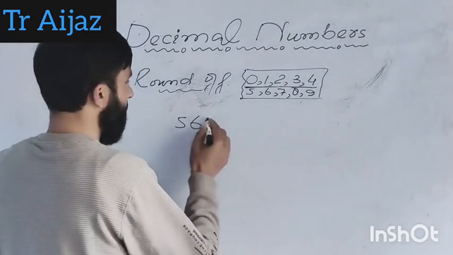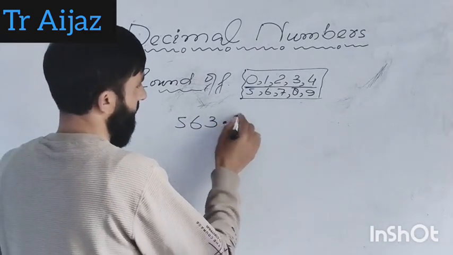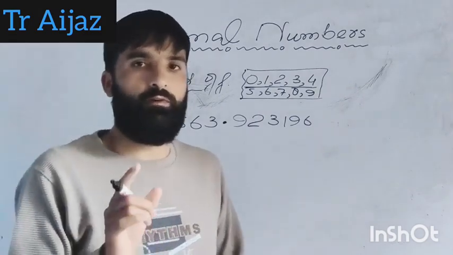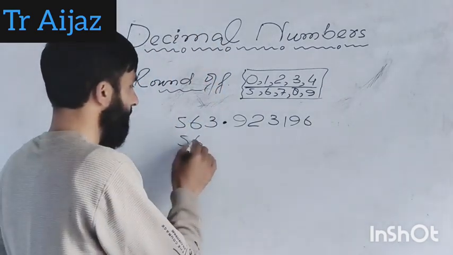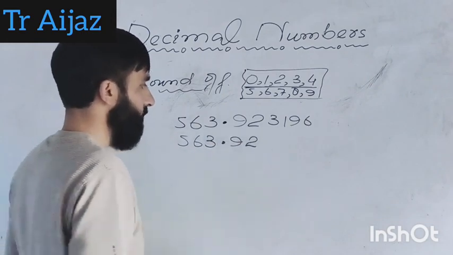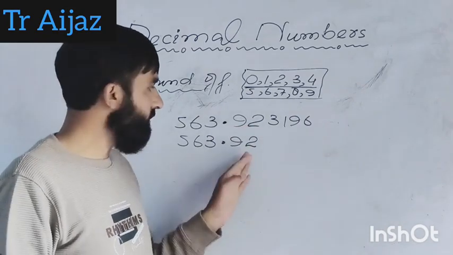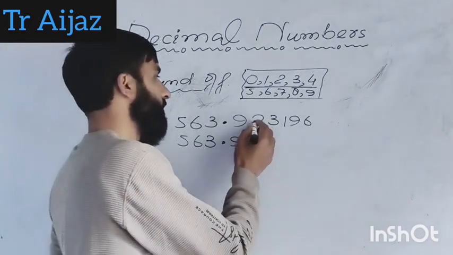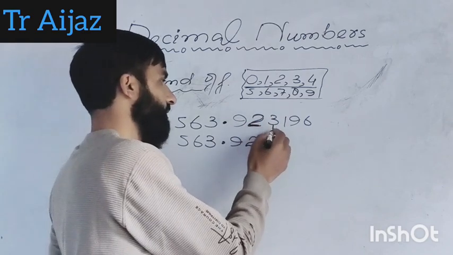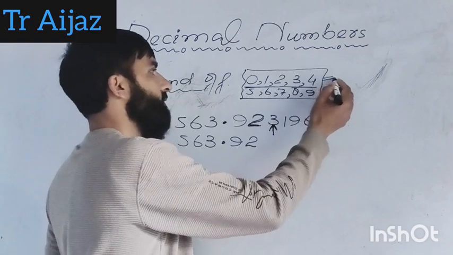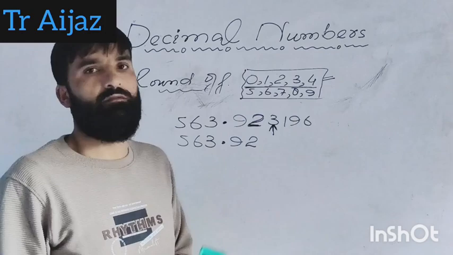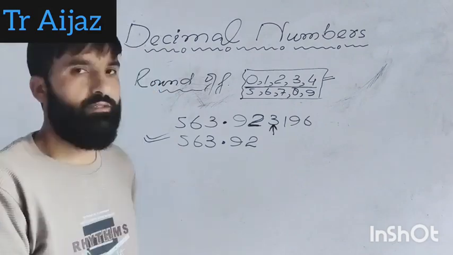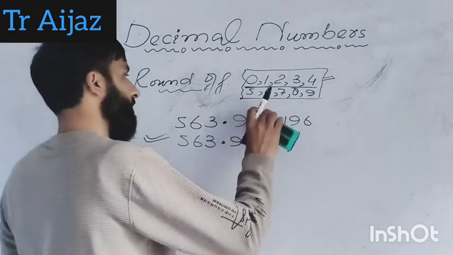Take 563.92319, and we need only 2 digits after the decimal point. So we need 563.92. Now the question is whether this 2 will remain 2 or it will become 3. Will we add 1 or not? It depends on what is after the 2. We have to keep up to this place, so we have to check this digit. This 3 belongs to the first group. It means we don't have to add 1 to this 2. So the correct rounding off is 563.92.